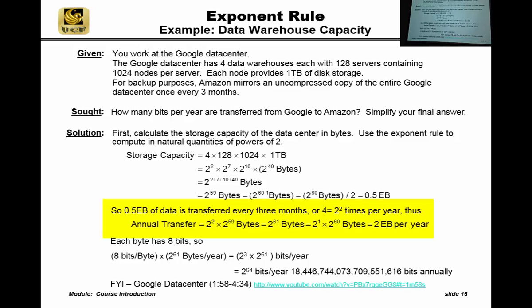Are we done? Well, the question asked for bits. Okay. Well, then why did I start with bytes? Because the storage of each disk drive was in bytes. If I convert bytes to bits, no problem. 8 bits per every byte, and 8 is a power of 2.